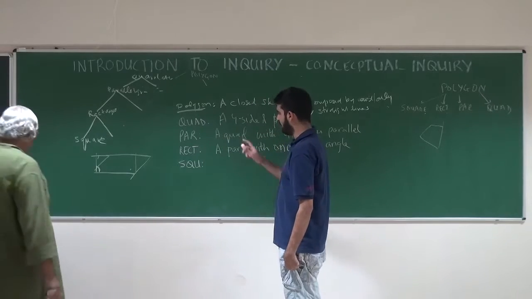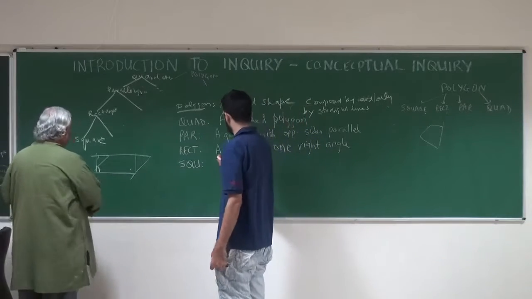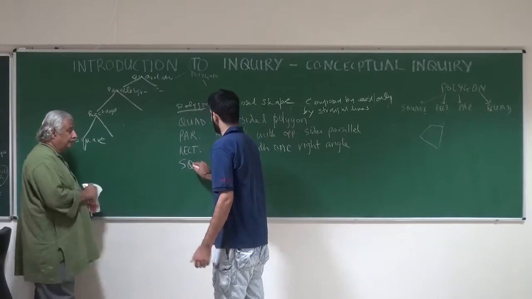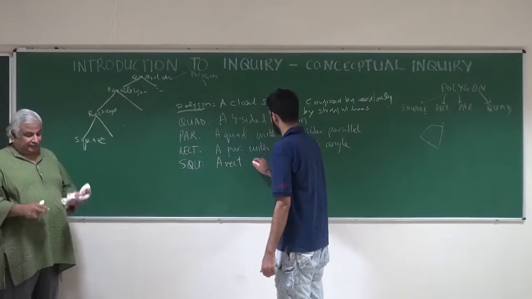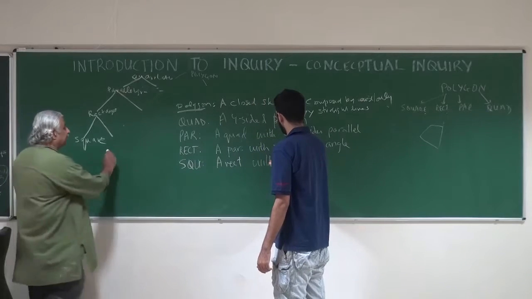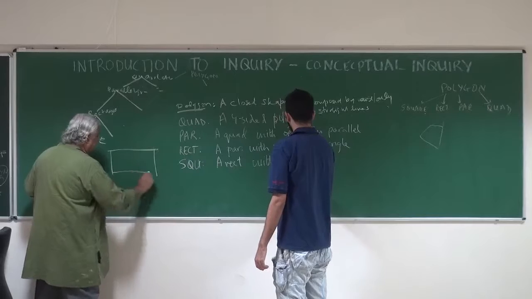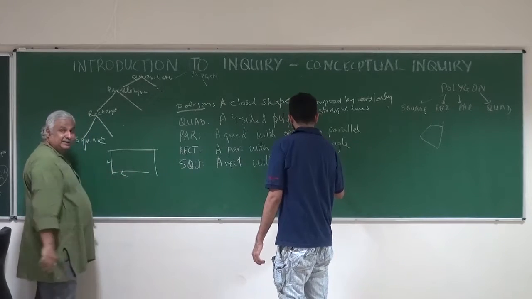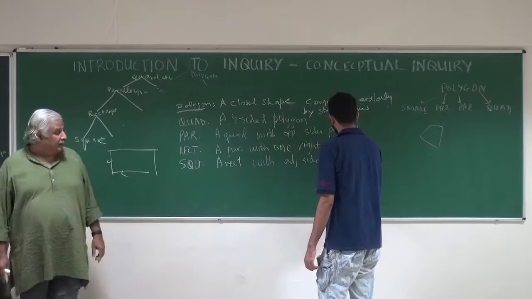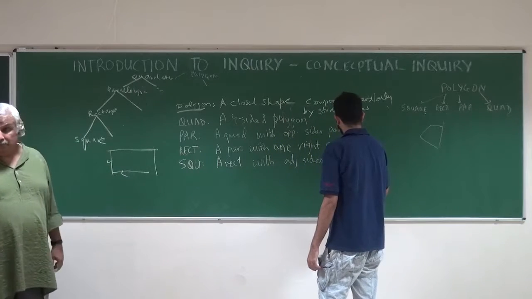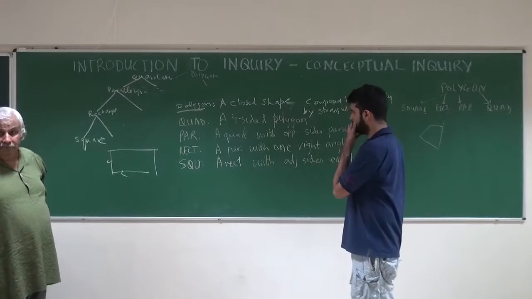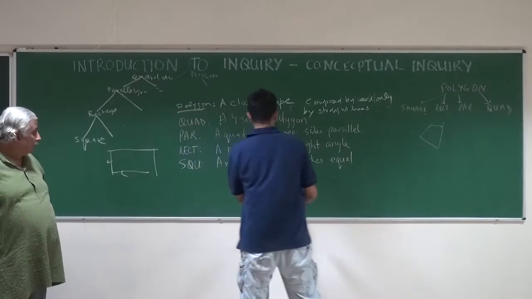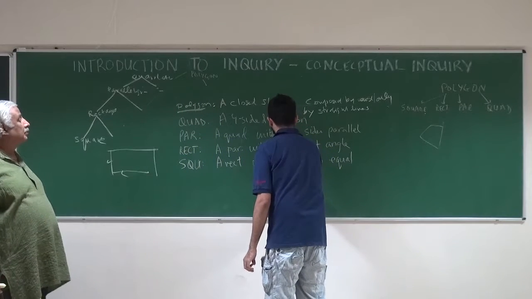A square is a rectangle with equal sides. You don't even need to say that; adjacent sides are equal is enough. So in the rectangle, if this side and this side are equal, then of course this side and this side will also be equal to these sides. What's the difference between saying all sides are equal and adjacent sides are equal? In fact, one pair of adjacent sides equal.